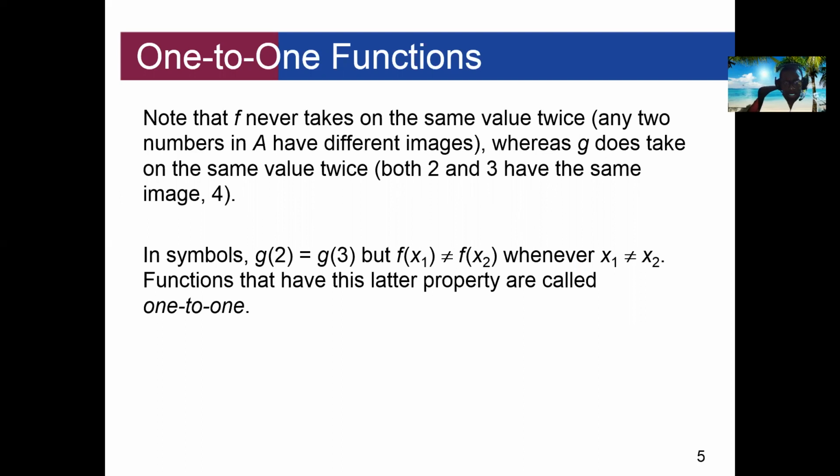Now, if you put it symbolically, g of 2 is equal to g of 3. That's what you are saying. But for it to be one-to-one, that must not be true. And of course, x1 and x2, the 2 and 3, are different, and if they're different, they must have different images. That is why the function g is not one-to-one.